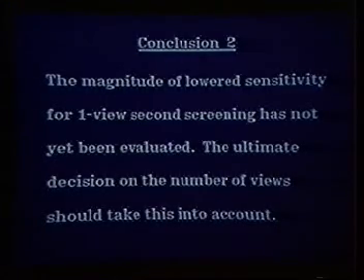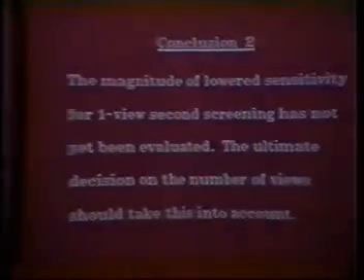And in the absence of this, what I think is very important information, and in the face of a very small saving, it has been our conclusion that we will persist with doing two-view screening, not only in the baseline situation, but also for second and subsequent screenings.